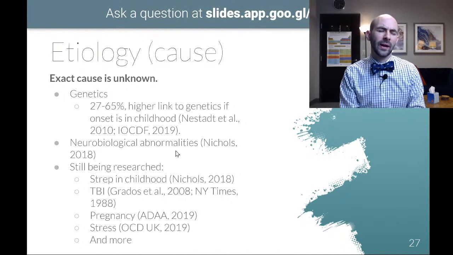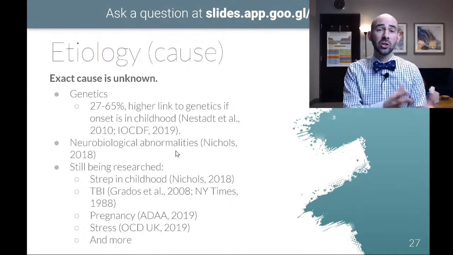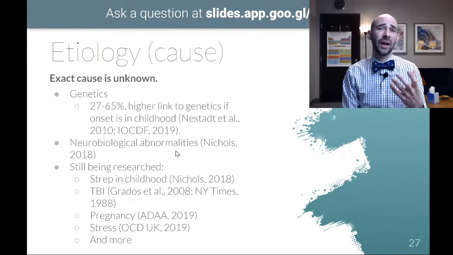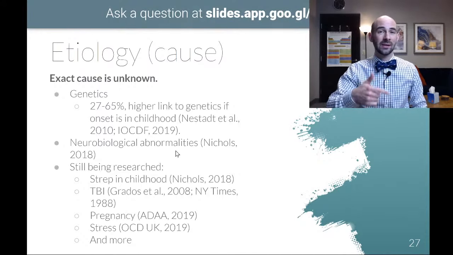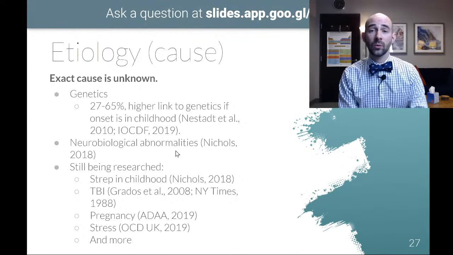If I recall correctly, about 40 to 65% of the heritability can be genetic if the symptoms manifest themselves in childhood. Neurobiological abnormalities are seen. Correlation does not equal causation. Just because we see it doesn't mean that there's a direct cause with that. And we're still researching all sorts of things. I mean, we have some great research.